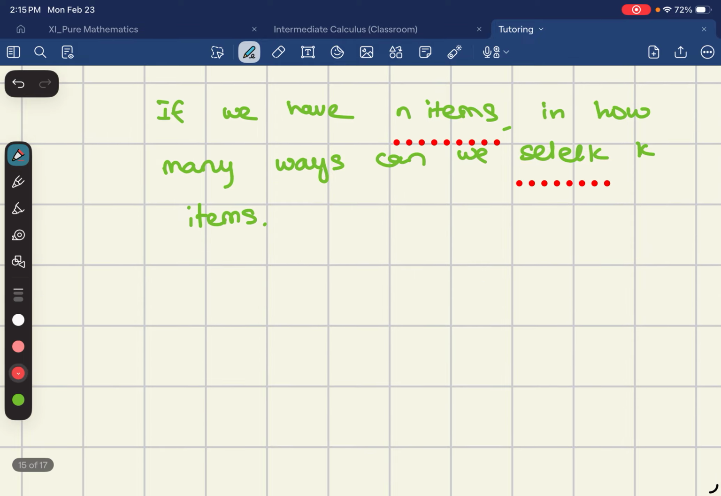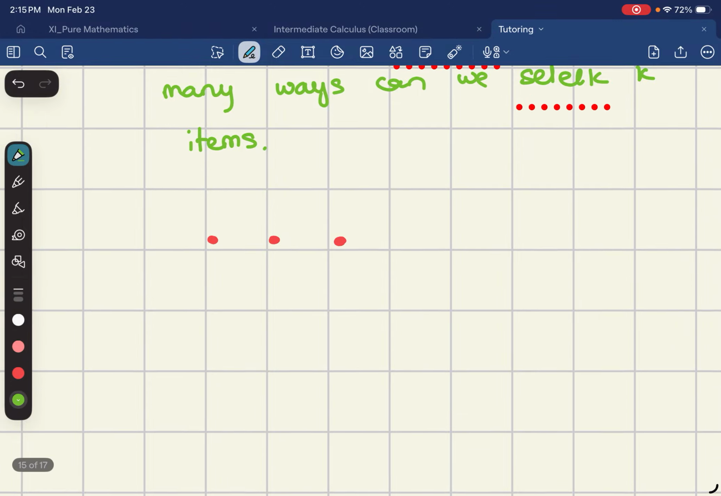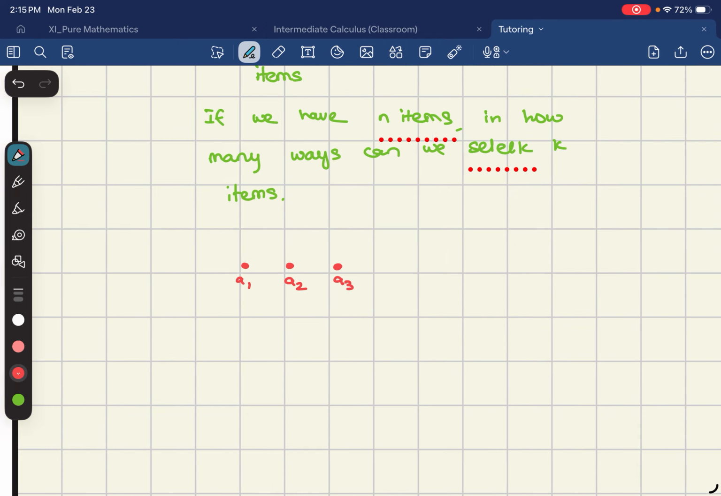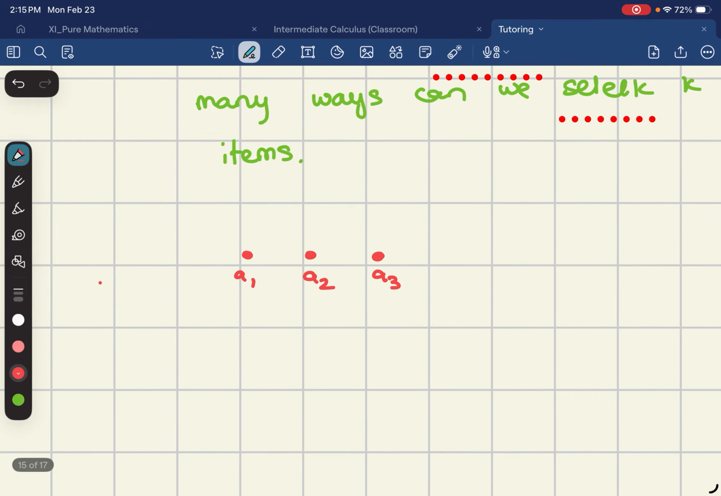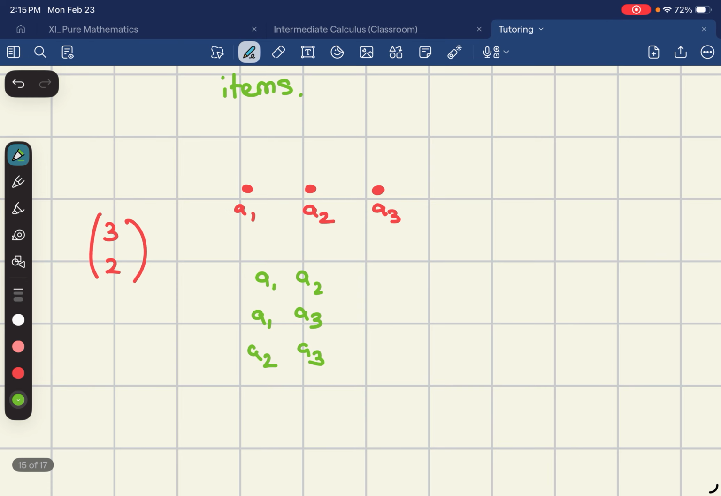So let me give you an example. Suppose I have 3 items. Let me call them A1, A2, A3. Let's list the different possible selections. In how many ways can I select 2? Well, I can select A1 and A2, I can select A1 and A3, and I can select A2 and A3. So those are the possible ways of selecting 2 items from 3.